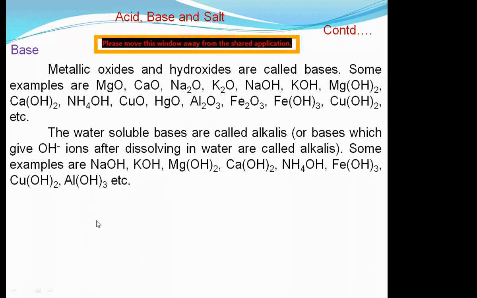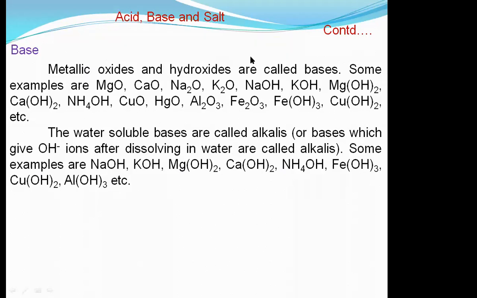If you see here, in all the alkalis there is an OH group: OH, OH, OH, OH. It means metallic hydroxides are called alkali. We can say simply metallic hydroxides are called alkali, and metallic oxides and hydroxides, in combined form, are called base. So we can say alkali is derived from base.